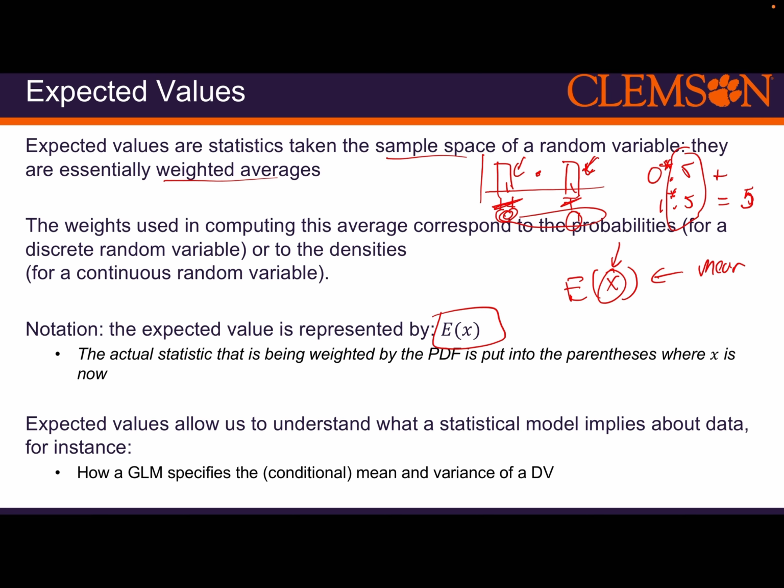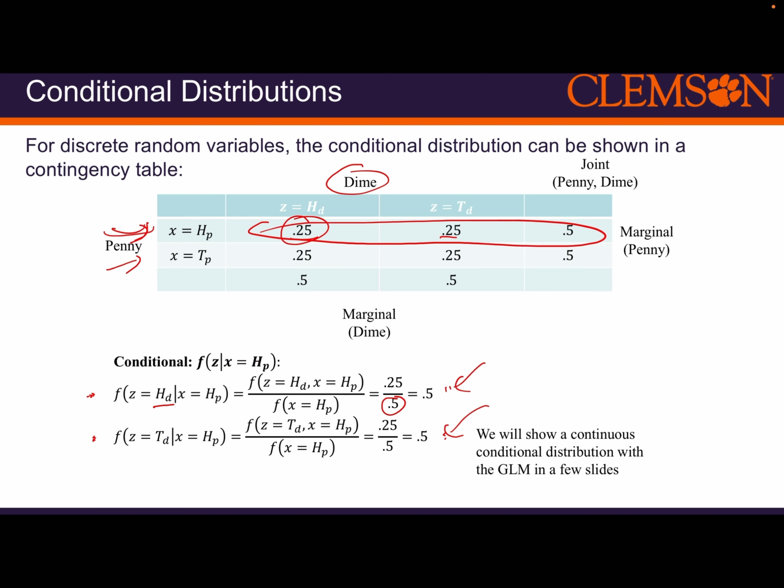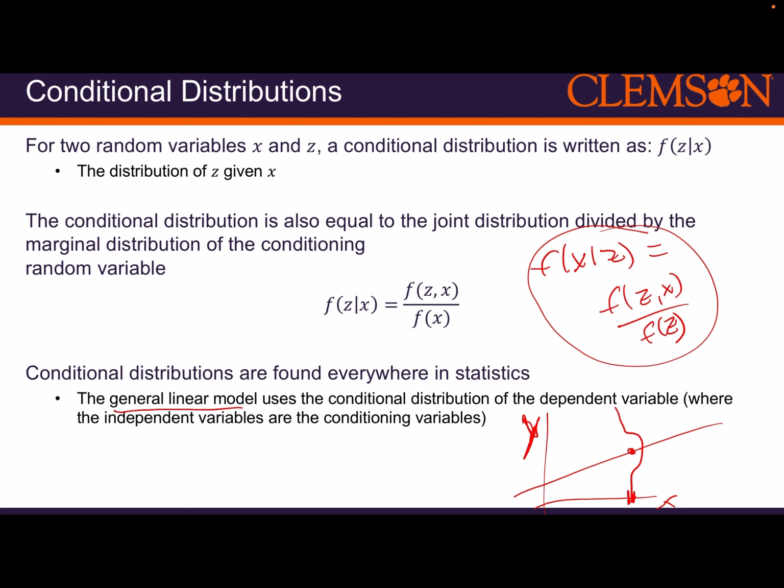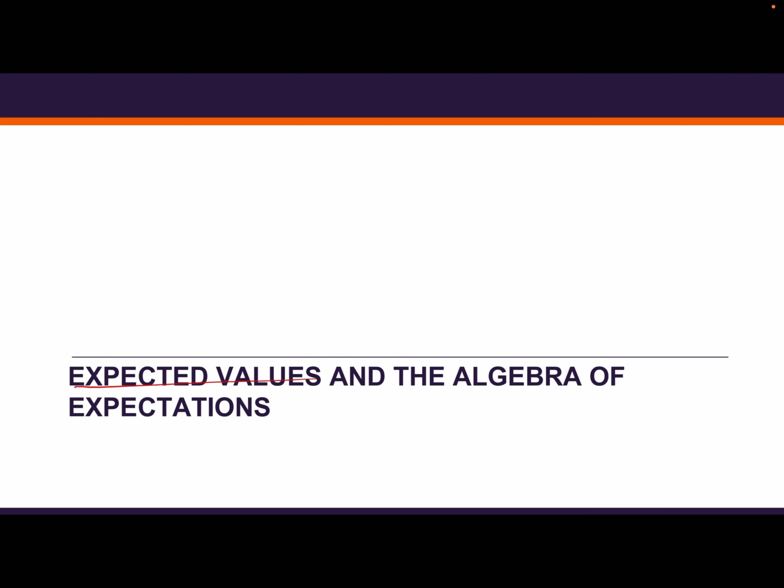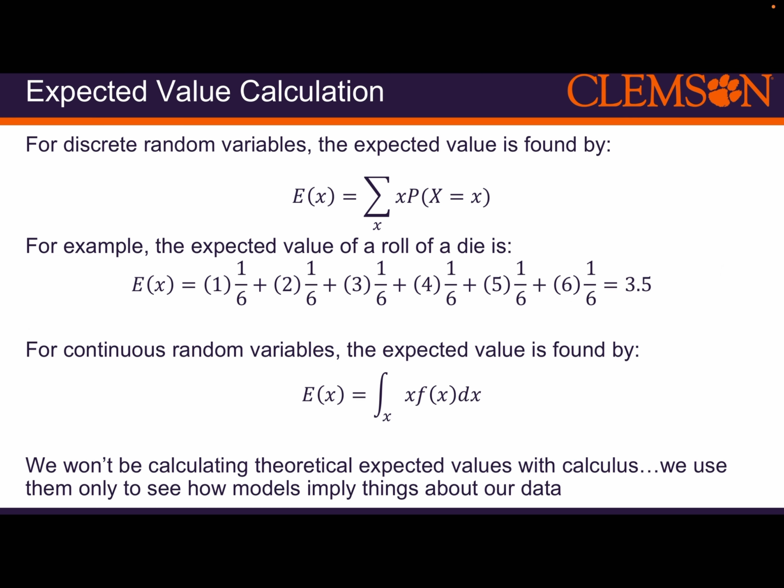Why I'm telling you this is that expected values allow us to understand what a statistical model implies about your data. For instance, why is it that a general linear model specifies the conditional mean and variance for a dependent variable? And again, that would be like looking at this slide. For a given value of x, this is the conditional mean. I didn't describe what the conditional variance might be, but we could get that as well. So how do we do this?